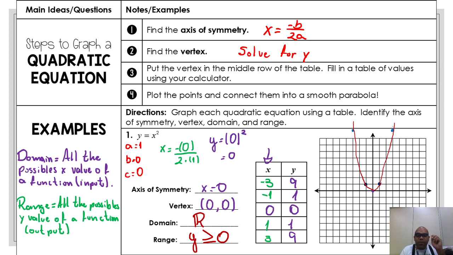Remember, guys, to pick the neighbors. And step 4, plot the points and connect them into a smooth parabola. As I told you, you also need to find the domain and range. The domain is the input, which number you put in your function. And the range is the output, the result we get after working on it.